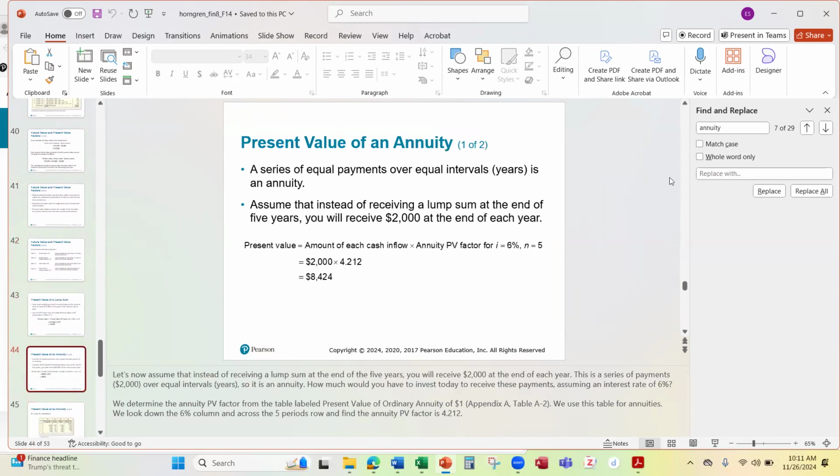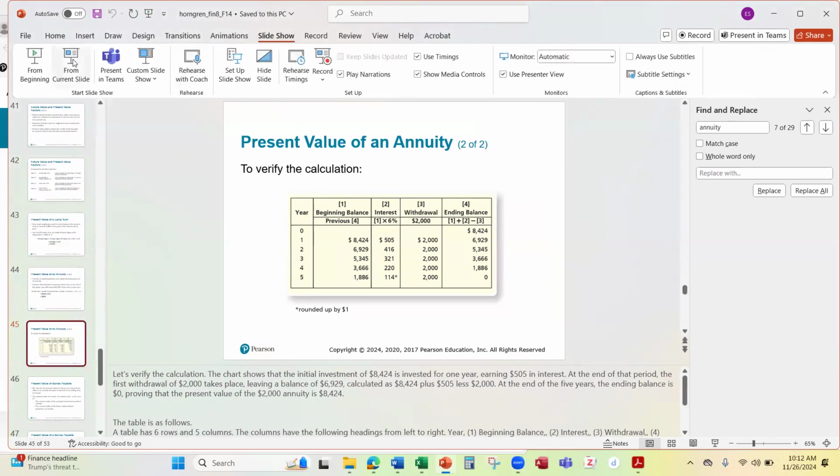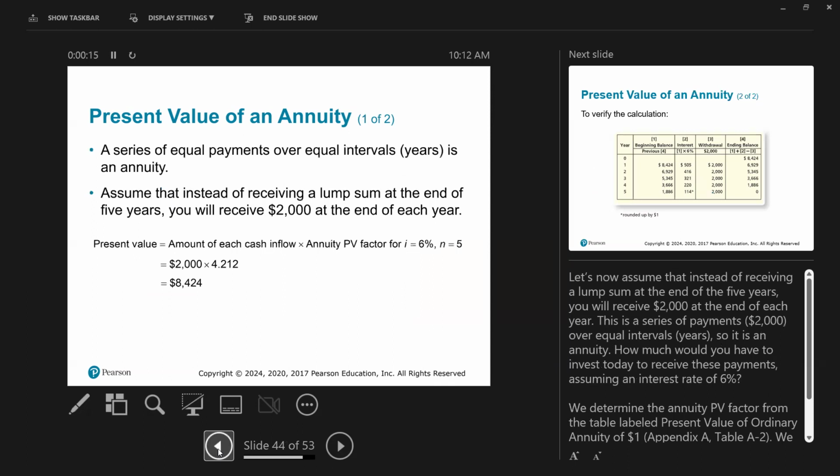Well, an annuity, there it is. Okay. So an annuity is a stream of equal payments over time, right? So here is an example of an annuity calculation where somebody is receiving a stream of payments. We're going to receive $2,000 at the end of each year for 5 years.